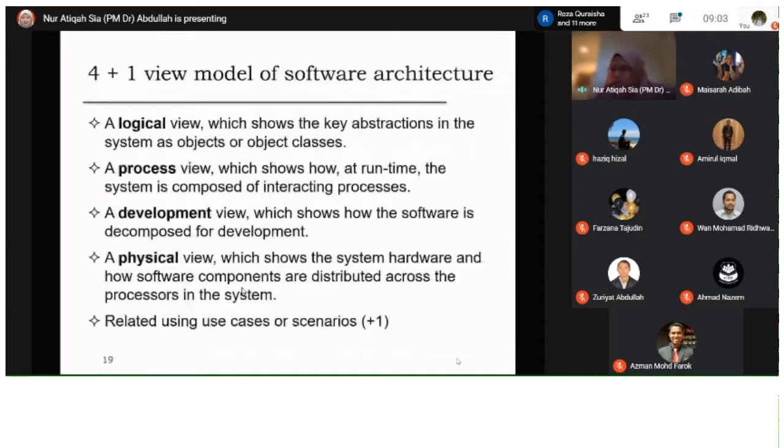Okay, any questions so far? No, Doctor. Okay, I proceed with this one.